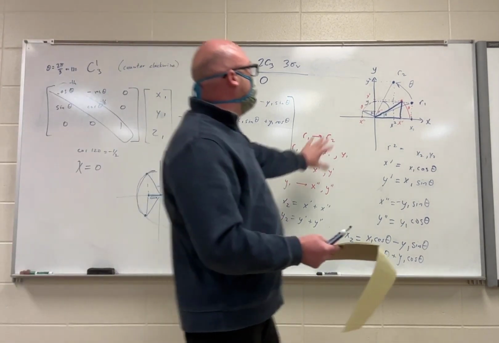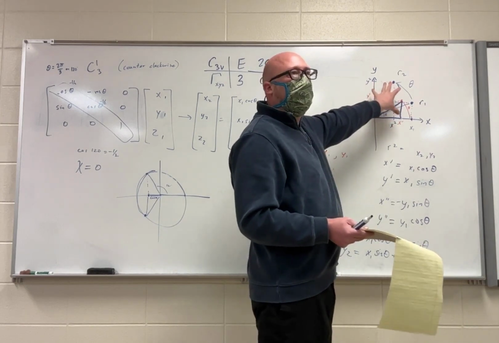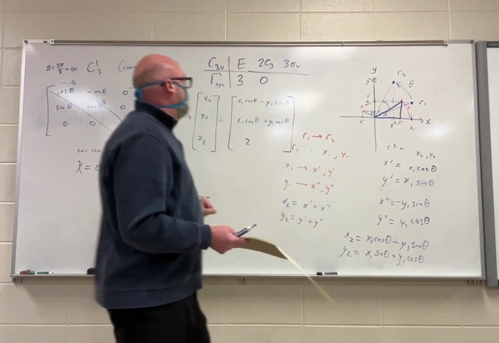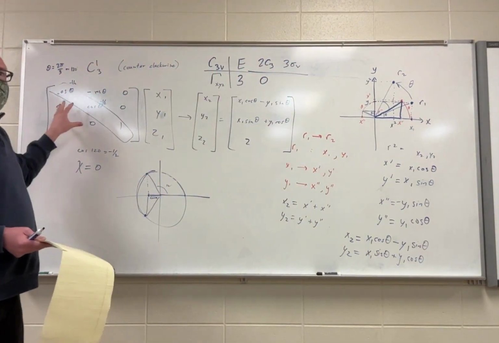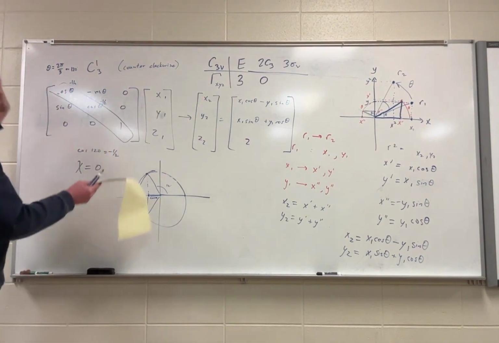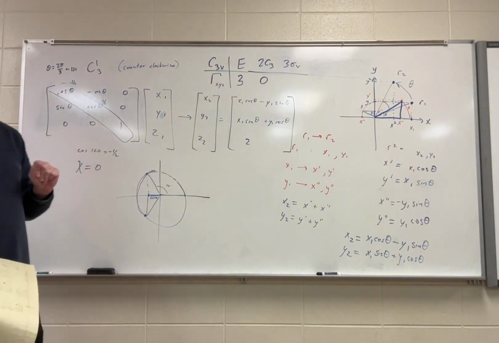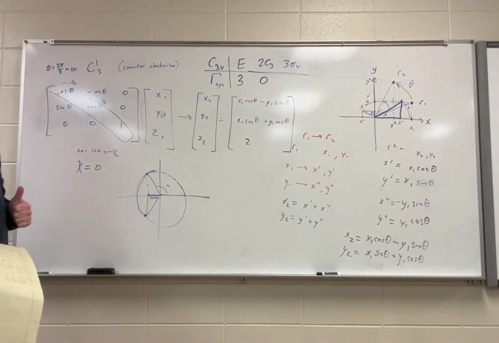Otherwise, if this is throwing you off, move on. Don't spend your time with this. It's nice if you can understand this, because it gives you the machinery behind this transformation matrix and why it works. If you don't like that, you can just say, okay, here's my transformation matrix. This type of transformation matrix always represents Cn along the z-axis.